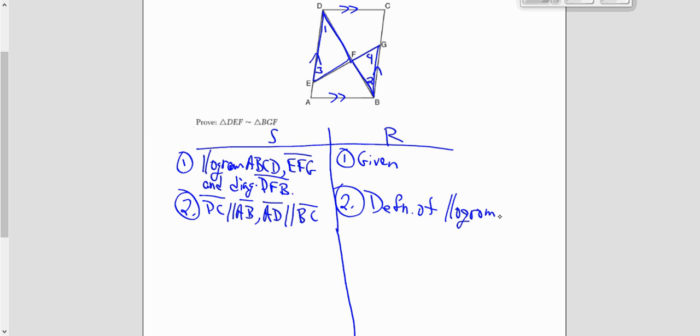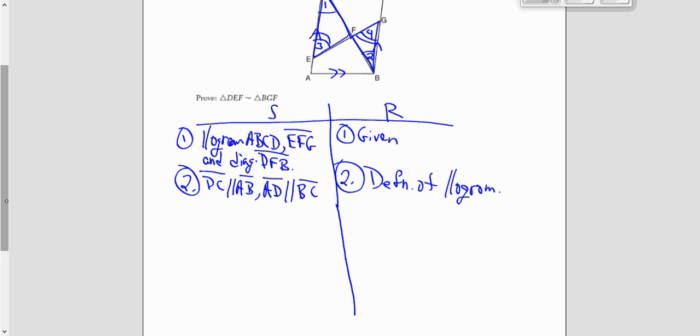Well, what's that give us now? Now can we say these congruencies here? Yeah, now we can. So what's our next statement? Angle 1 congruent to angle 2, and for the same reason, angle 3 is congruent to angle 4. Okay, easy enough.